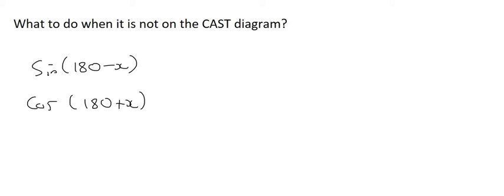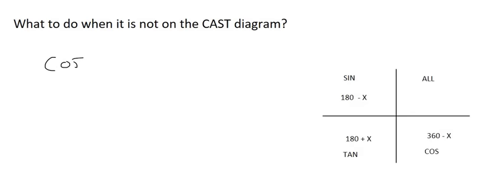However, I'm going to show you tricks and ways that you can use to modify those things into things that do appear on the cast diagram, and then you'll know what to do. So for example, the first one that we could do would be the following. Cos of 540 minus x. So straight away, 540 minus x is not on the cast diagram. Okay, so we didn't even know where on that cast diagram that would be.